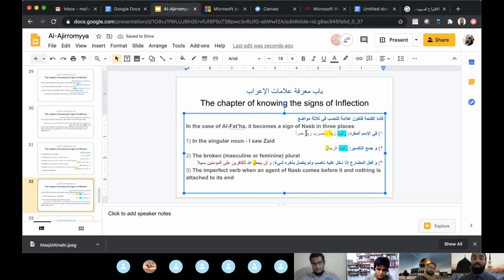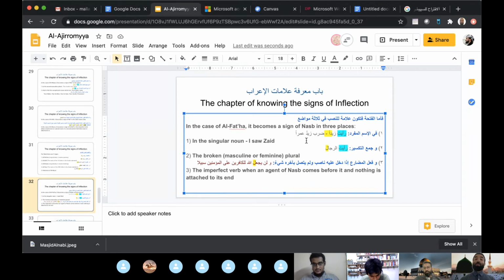sentence. You see that Zaid has a dhamma and Amr has a fatha. So what is the sequence here? You know that Zaid is a singular noun and Amr is also a singular noun. You see a fatha on Amr, you automatically realize that Amr is mansub. You see a dhamma on Zaid, you automatically realize that Zaid is marfu'.